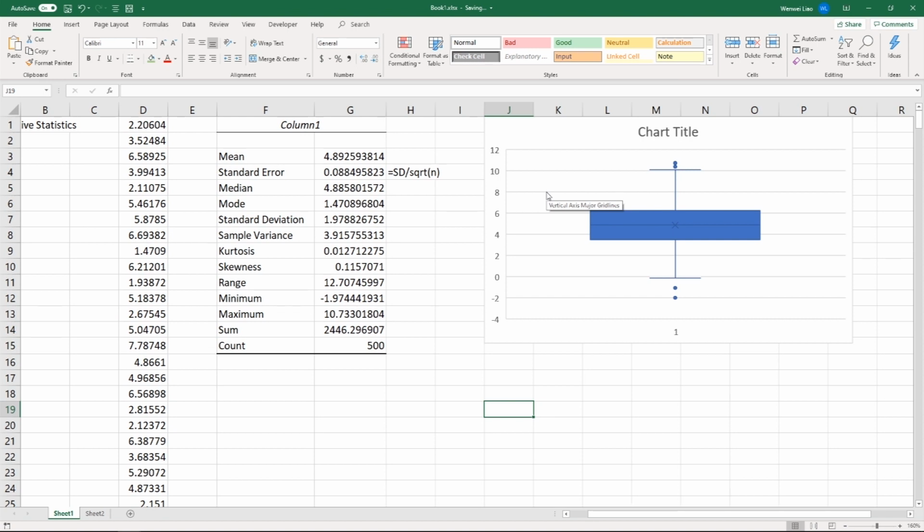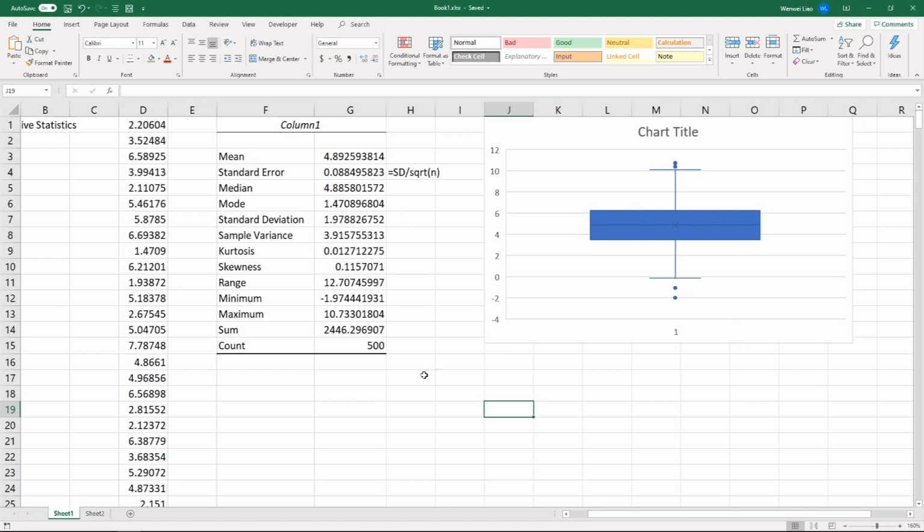It's a standardized way of displaying a distribution, and it contains 5 very important elements here. The first one is maximum, and then the upper quartile, median, lower quartile, and minimum.